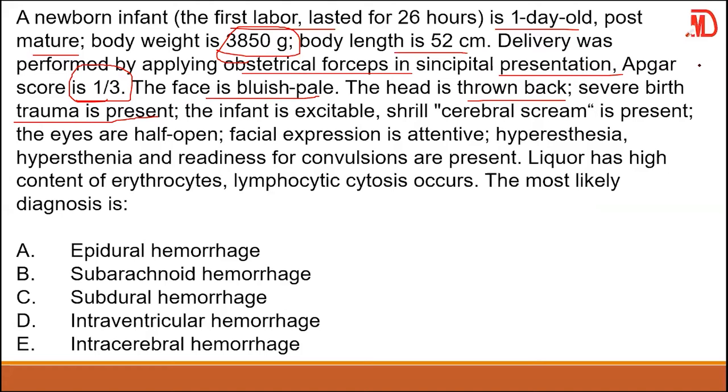Head is thrown back. Severe birth trauma is present. So this can help you. The infant is excitable. Shrill cerebral scream is present. The eyes are half opened. Facial expression is attentive. Hypersthenia, readiness for convulsions are present. Liquor is high. Guys, look. Even if you can't remember any of these things, remember this particular one. Liquor, which is what? Cerebrospinal fluid, has high content of what?